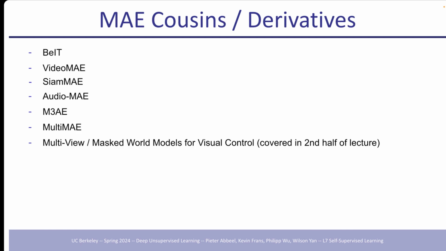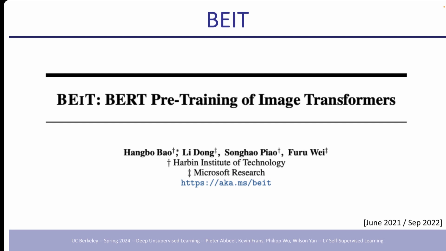So there are many MAE cousins and derivatives. Most of these are derivatives, and that's also acknowledged in the name. They all have the MAE or AE at the end of their name, giving credit to the MAE paper. BEiT actually happened before MAE, but I didn't cover it before because MAE is the most important one today. But now I'll also tell you what BEiT did. So this was saying, why don't we just do BERT pre-training of image transformers? So also transformers, also fill in the blank.